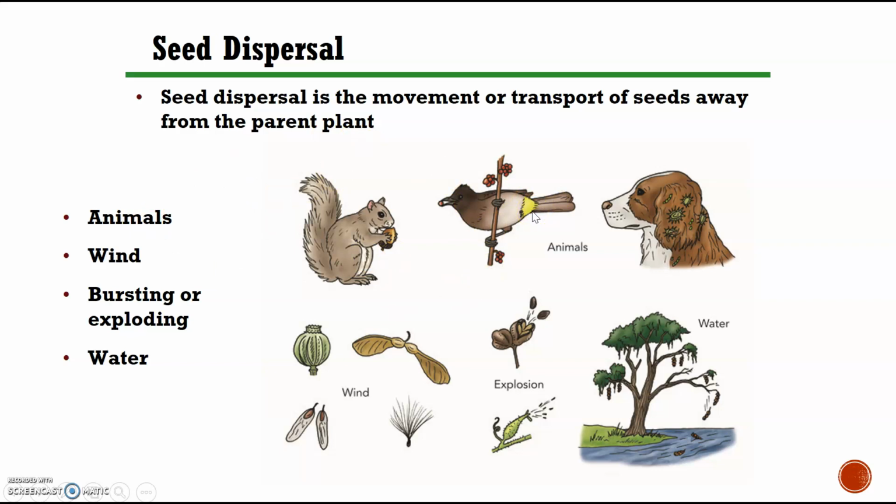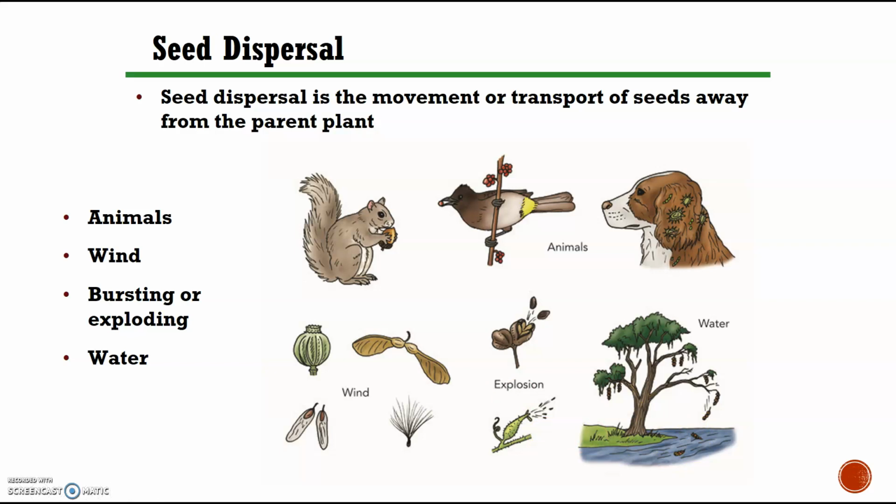Birds are another big distributor. They'll eat especially small fruits. They tend to eat the entire fruit, and the seeds will pass through their digestive system. Some other seeds will also stick to animals like burdock. Other seeds are wind distributed, either having airfoils like our maple seeds here, or having little tufts like this milkweed seed so they can travel on the wind.